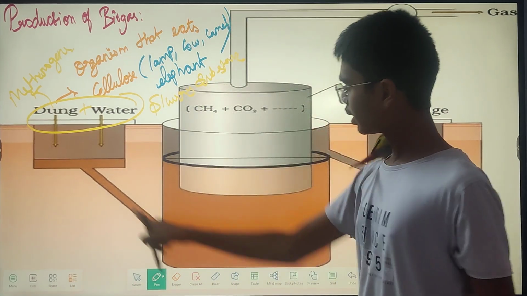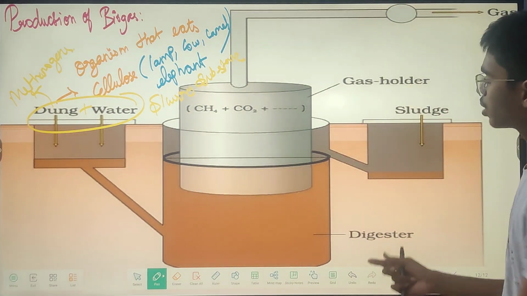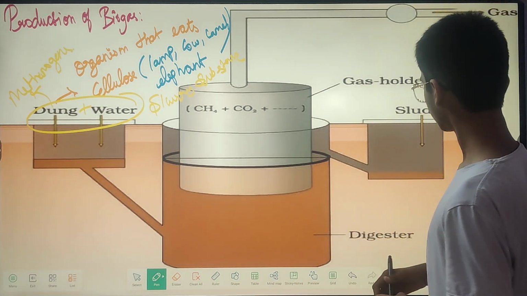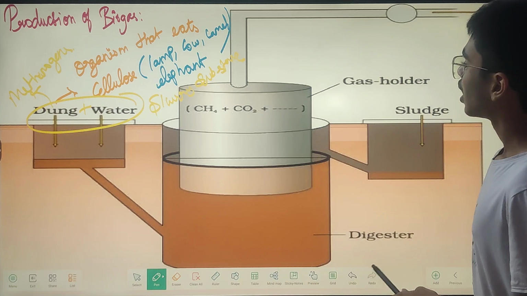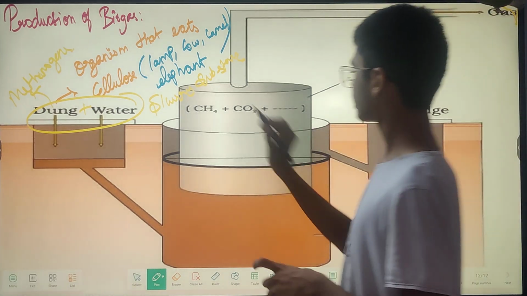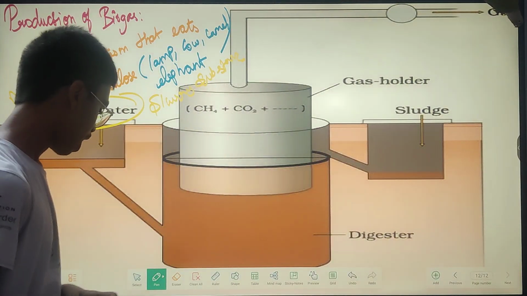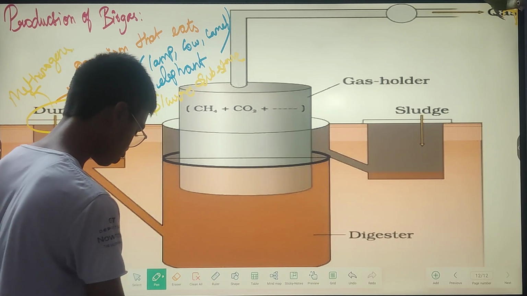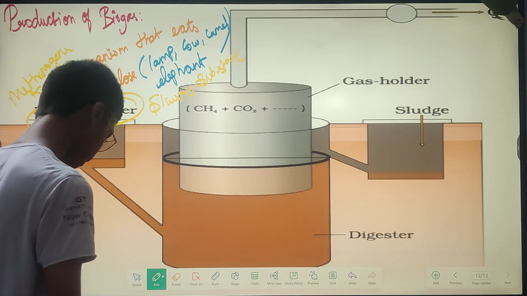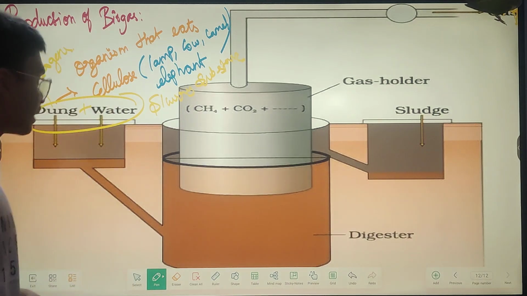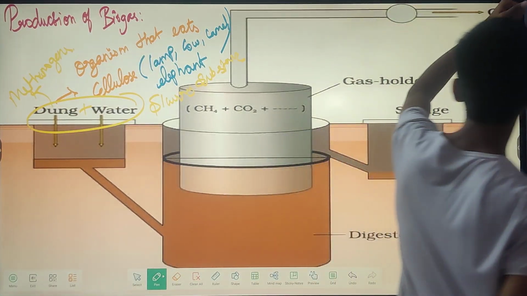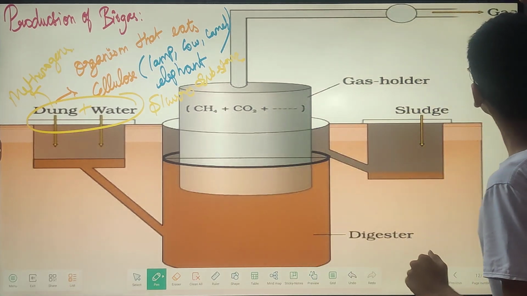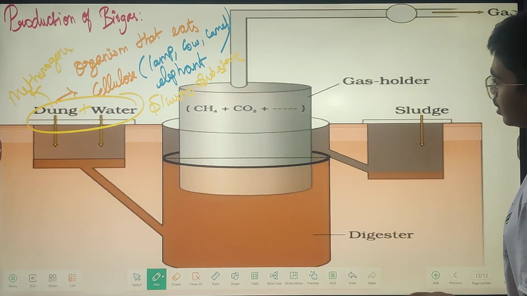Then this will be sent over here. This dung and this water will combine, and they will give you some gases like CH4, CO2, and also H2. Remember this one point: we have seen biogas in sewage treatment also, and here also we are seeing biogas, but these two biogases are completely different.